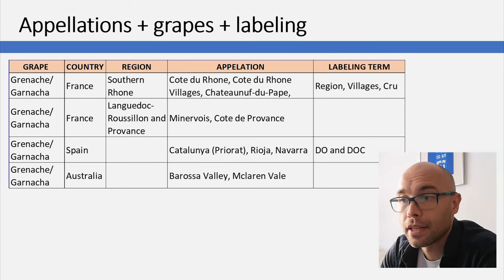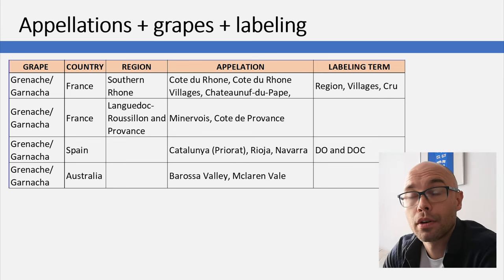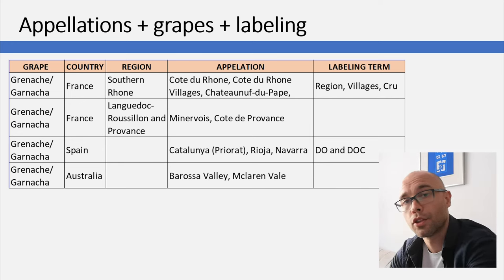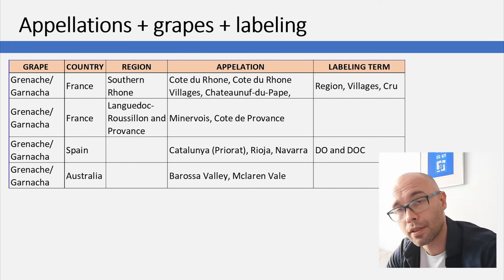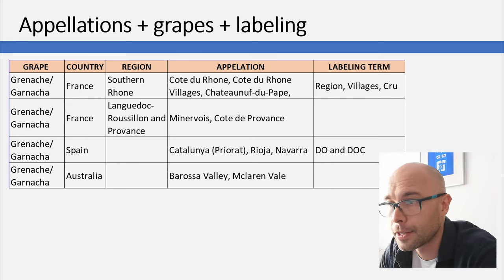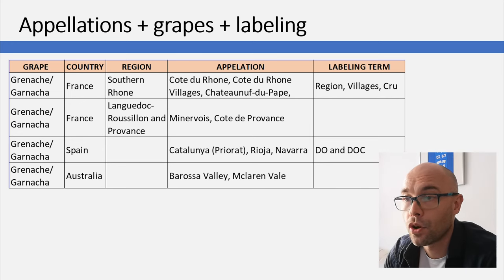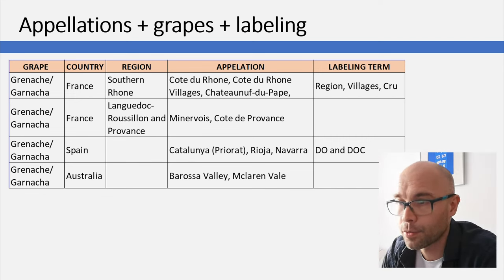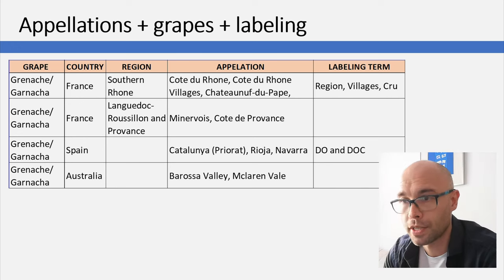In the south of France, again, Languedoc-Roussillon, but now the region of Provence is included. So Languedoc-Roussillon is more south and southwest, and Provence is southeast. The specific appellation of Minervois and the separate region of Côtes de Provence, which is dominated by rosé wines.